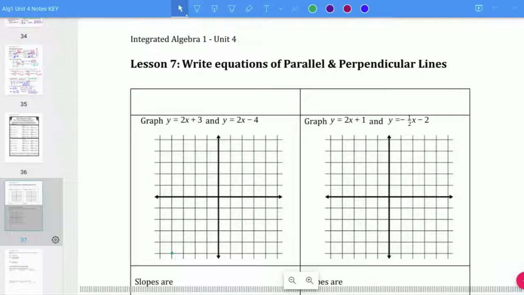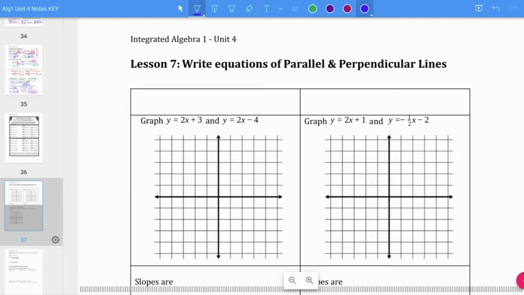Writing equations of parallel and perpendicular lines. Let's start out with graphing some equations. Each of these coordinate planes has two equations. I'd like you to pause the video if you're doing this for the first time and see if you can graph those four equations, two on the first plane and two on the second. And then come back and check your answers with me.